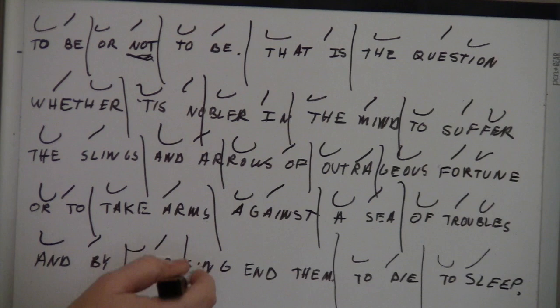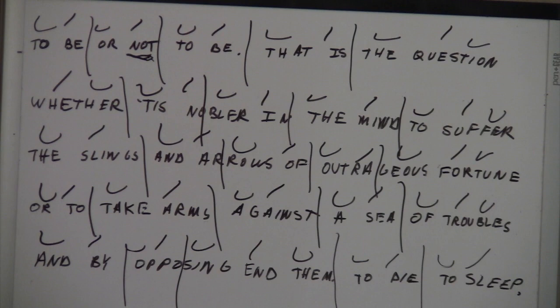You could just make this a 3-foot line, which is fine. And by opposing end them, to die, to sleep. Sometimes verse lines in Shakespeare's plays don't scan perfectly, so you have to make little adjustments.